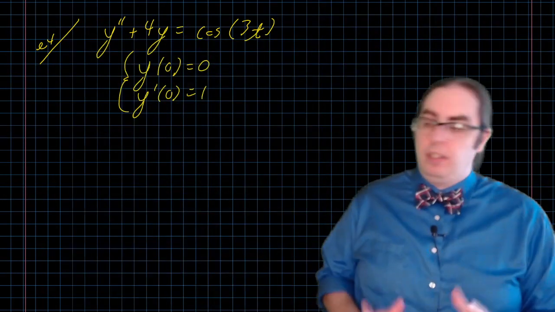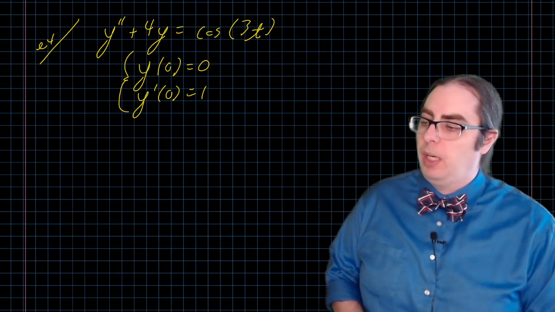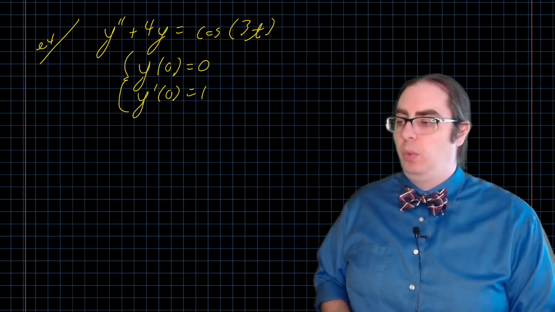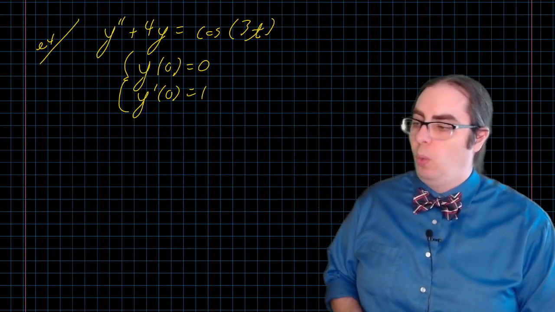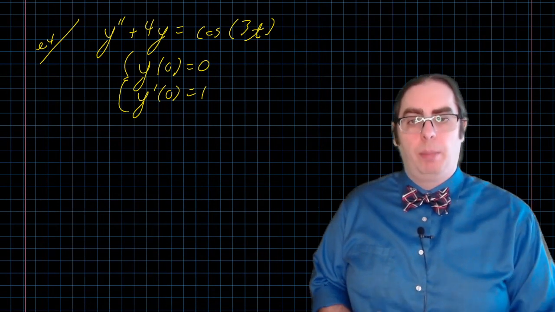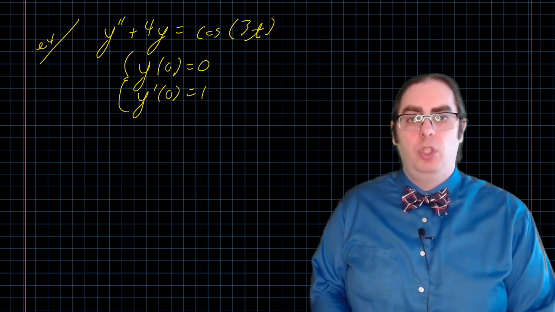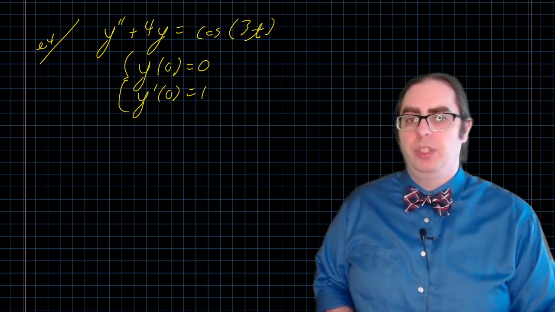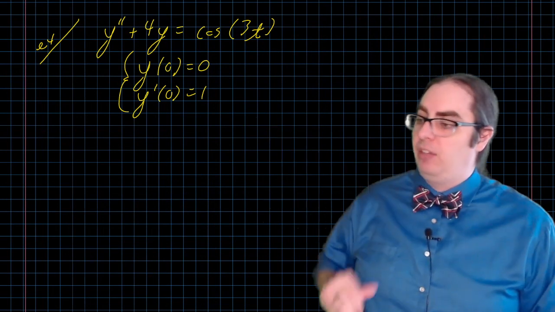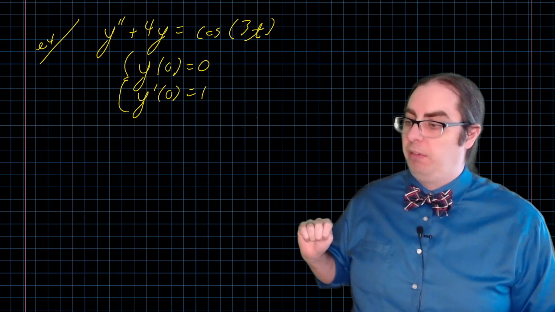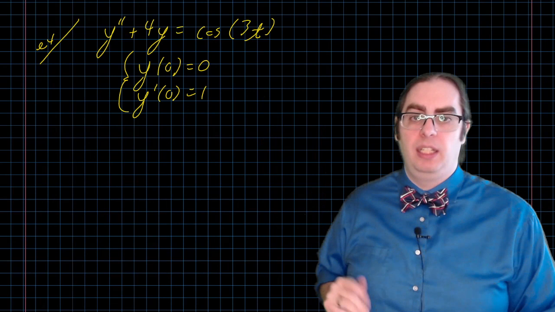Here is a fairly similar looking situation. I've got y double prime plus 4y is equal to the cosine of 3t, along with two initial conditions. Y of 0 equals 0, y prime of 0 equals 1. I'd like you to take a couple of minutes, work through this differential equation. Once again, you can think about it as a spring system. We have a mass of 1, we have a spring constant of 4, and we have a driving function based on cosine in this case.